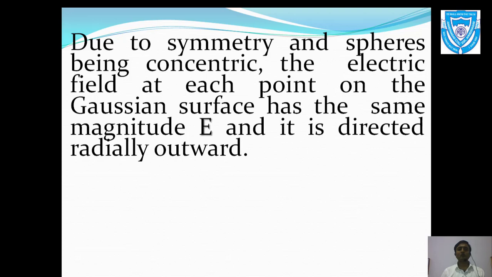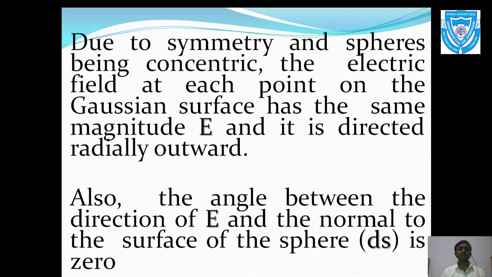By this, what can we understand? That since it is a uniform charge distribution, the electric field will be constant everywhere. Also, the angle between the direction of E and the normal to the surface of the sphere ds is 0. This normal to the surface is nothing but what? Area vector.